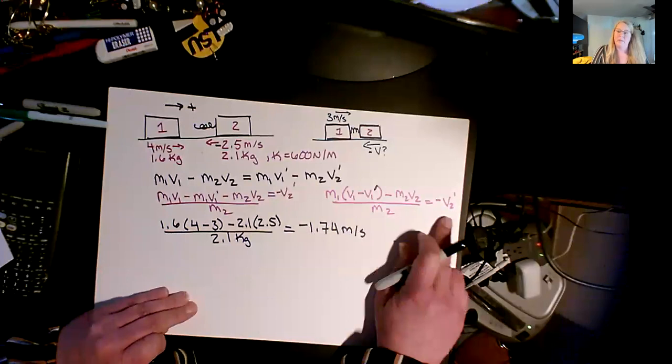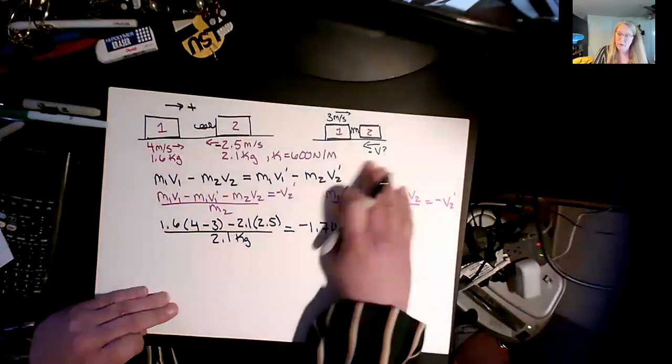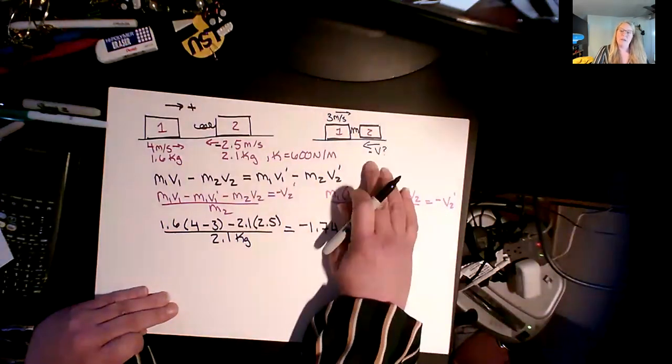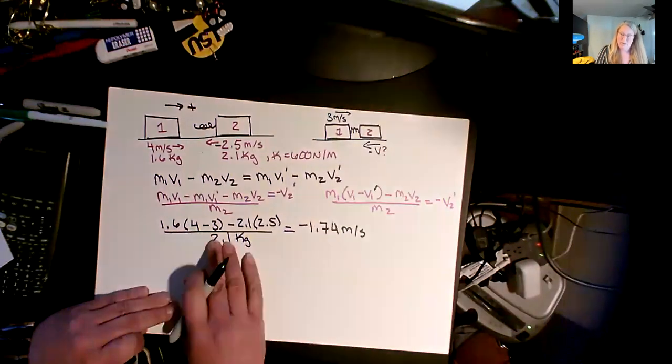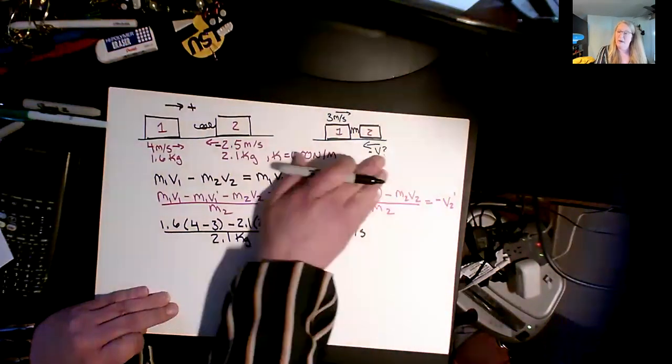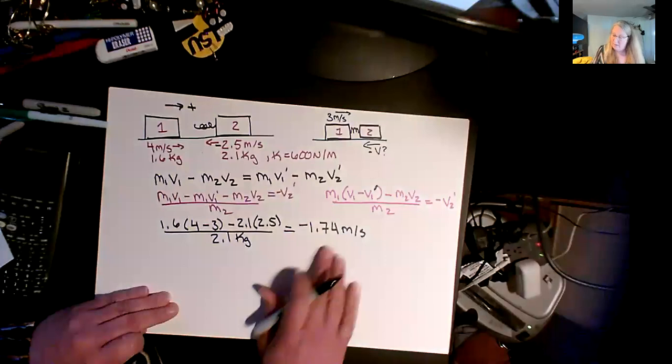Okay, good, it's negative. I expected a negative value because I expected it to still be going this way. So that's my first error check place, is that if this isn't a negative number when I crunch all this out, then that means I have it actually going that way. So the negative value is good.